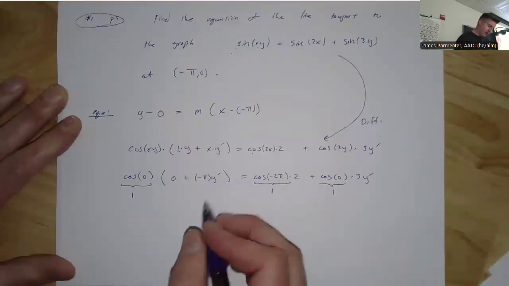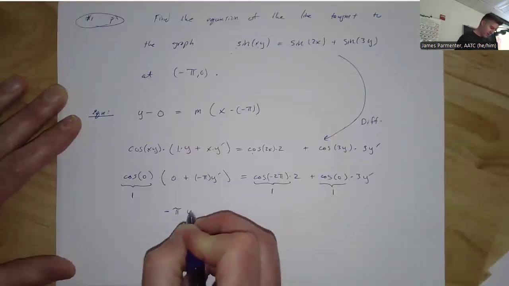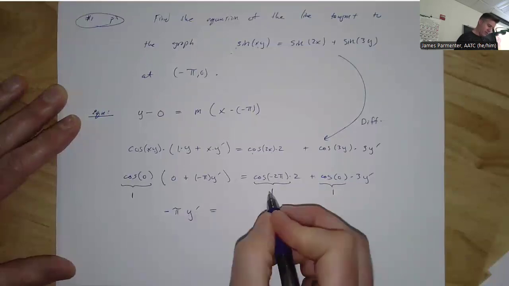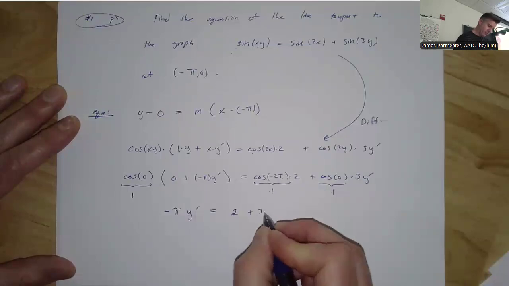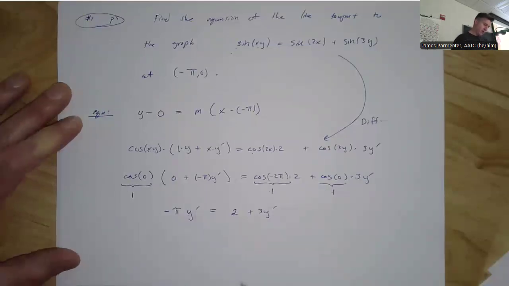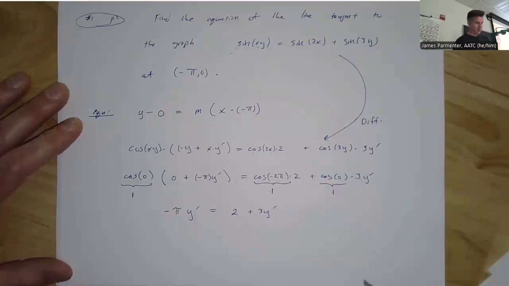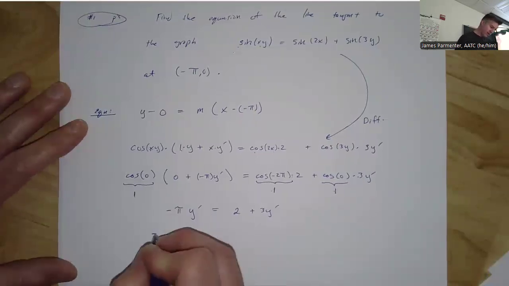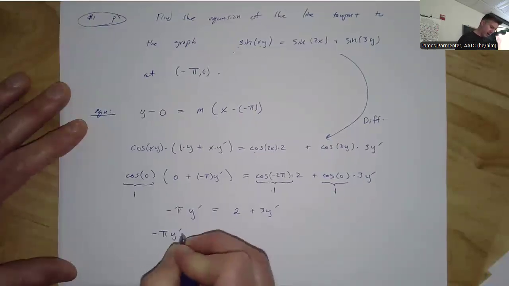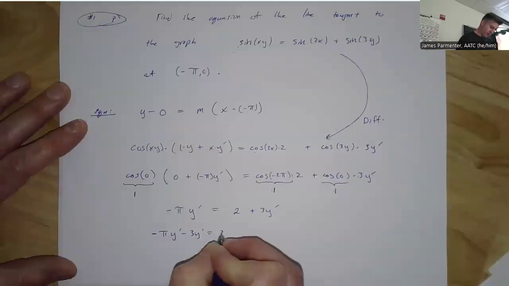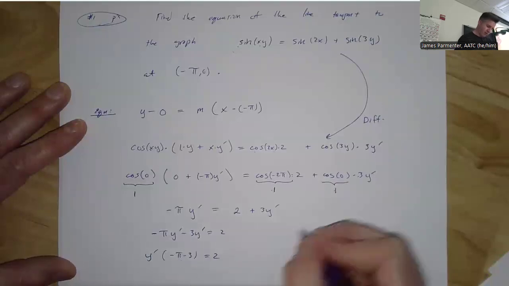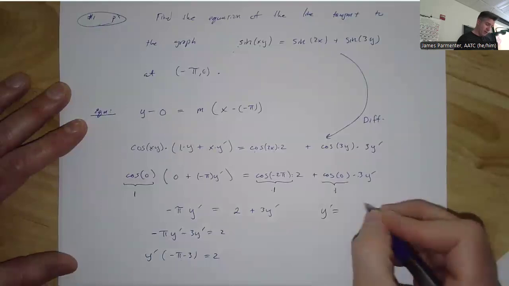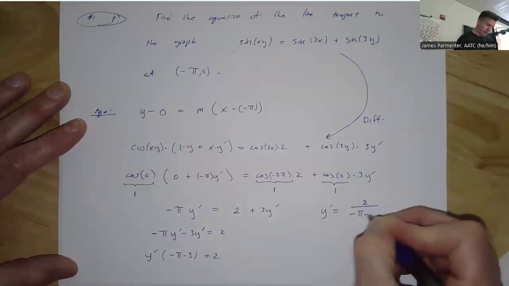So let's see what we've got. We've got negative pi times y prime equal to 1 times 2 plus 1 times 3 times y prime. So I would maybe subtract this over here. Yeah, it all feels kind of terrible. So you have negative pi y prime minus 3y prime equal to 2. Factor out the y prime. You get negative pi minus 3. So then your slope, y prime, is equal to 2 divided by negative pi minus 3.